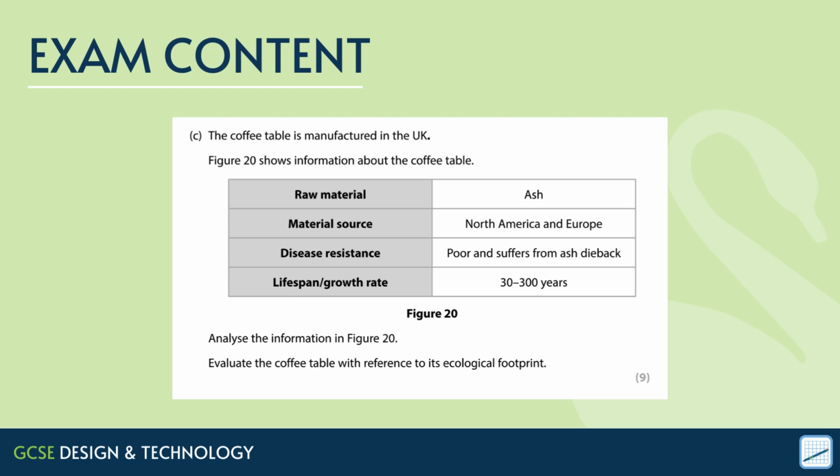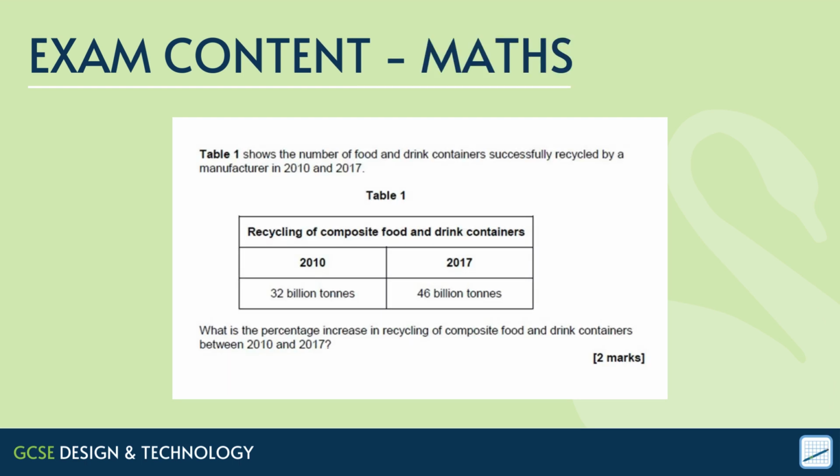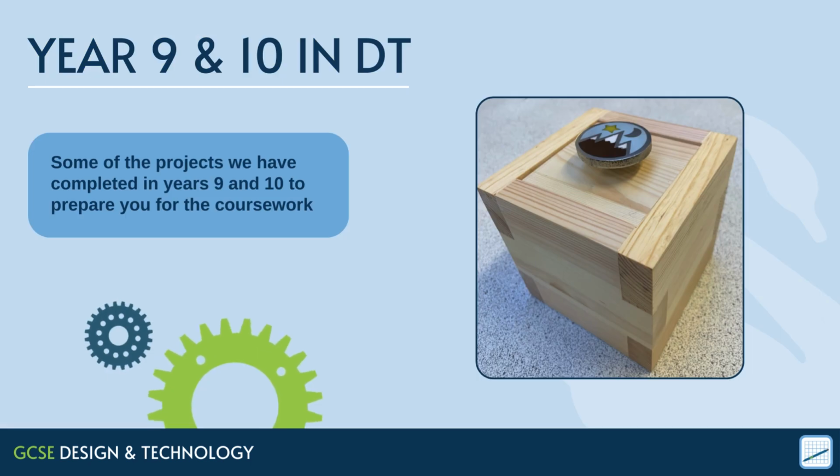If not, DT is probably not for you, because it's full of questions like this. It's also got quite a lot of math questions in it. If you quickly scan through this, you're basically comparing how many billion tons of composite food and drinks containers were recycled in 2010 to 2017, and you've got to calculate the percentage increase. Do you want to be able to do things like that? If that doesn't interest you, again, DT may not be for you.